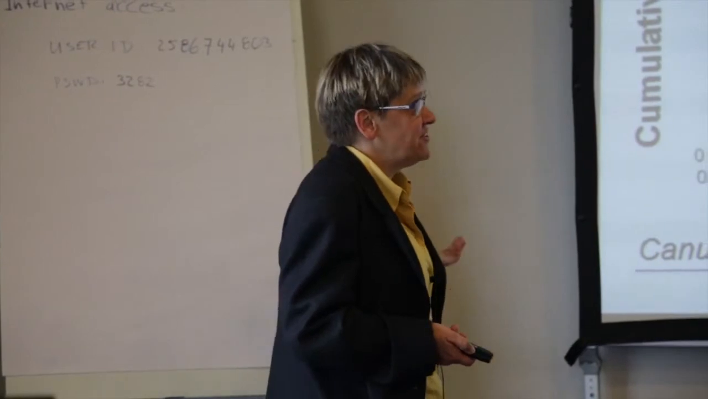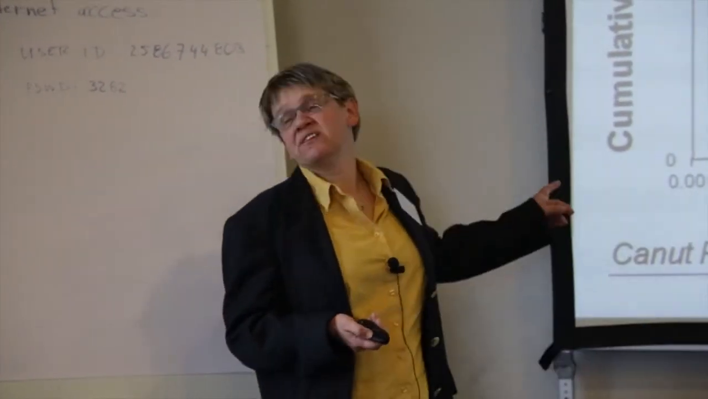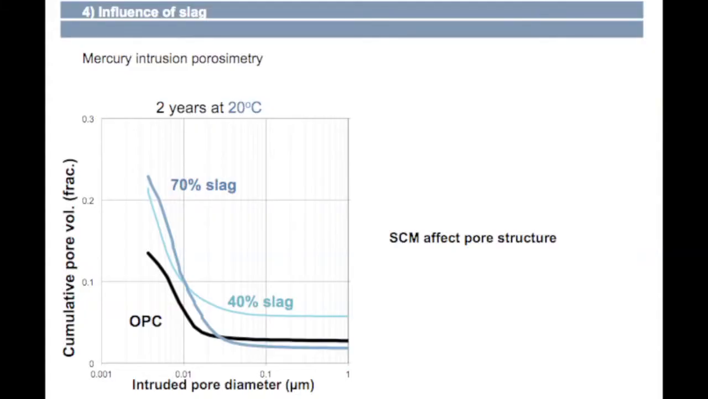You see, the SCMs also affect the pore structure. That's an example from a thesis done at DTU, in Denmark and in Norway. And you can see this is a MIP picture, a mercury intrusion porosimetry picture. Depending on the amount and the kind of SCM present, you change the pore structure.